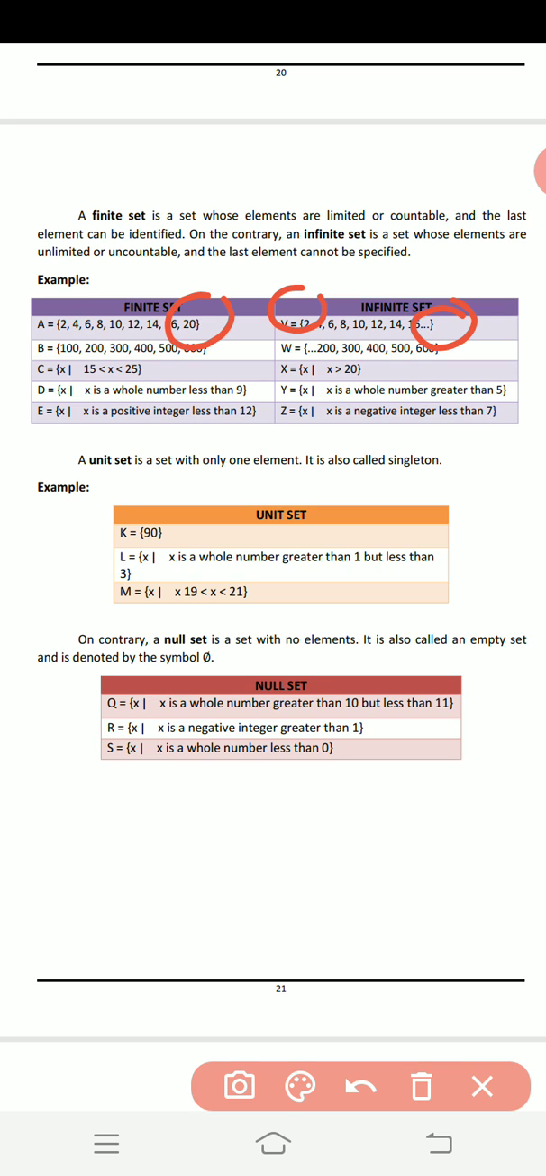So here's a finite set. We have the notation that it is a set containing all positive integers from 2 to 20. Okay?